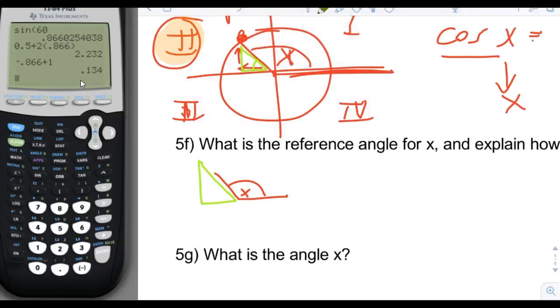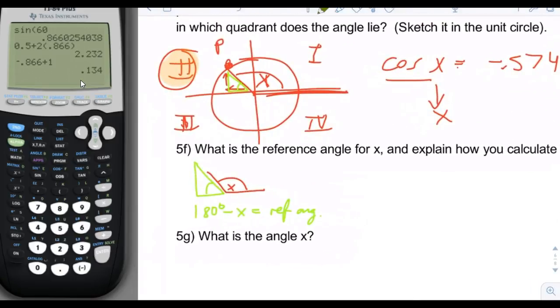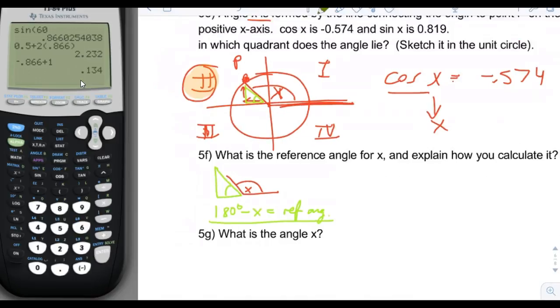This triangle here has an angle right there, which is the leftover of X. Leftover from what? Well, it's left over from 180 degrees, this flat angle, and I could subtract X, and that would give me my reference angle for X. Does that make sense? The reference angle plus X is equal to 180 degrees. So the way I calculate it is with this formula: 180 degrees minus X equals the reference angle. Okay, so that's my explanation.